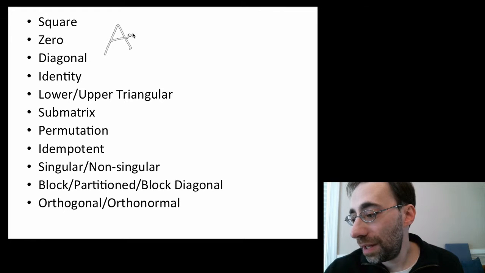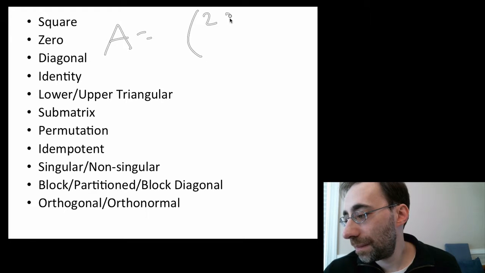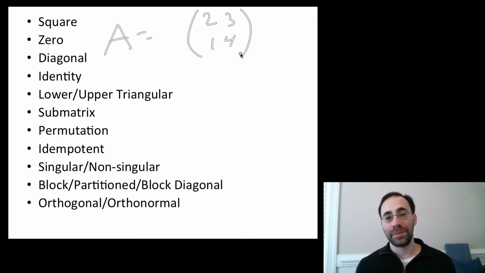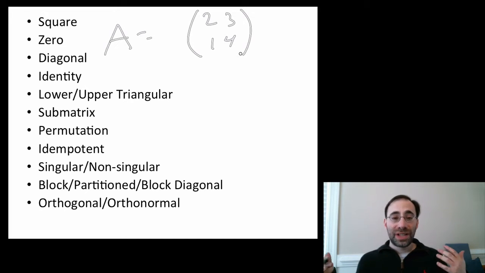So this over here is a matrix. This is a 2 by 2 matrix. There are different kinds of matrices, as we'll see. It has 4 elements in it. All the same terminology we dealt with before for vectors is still true. This matrix has 4 elements.